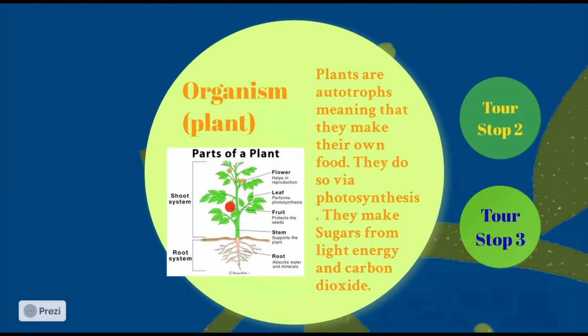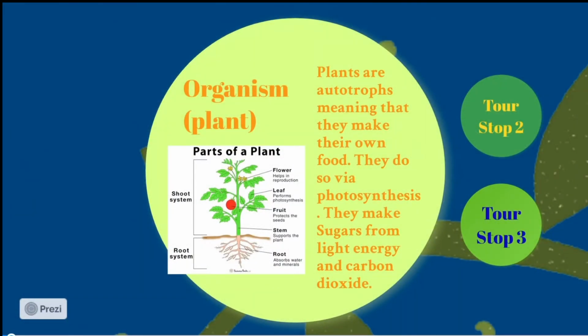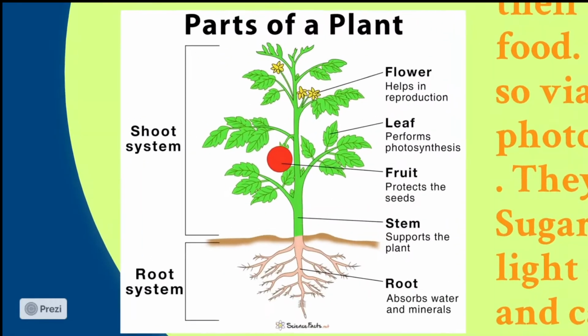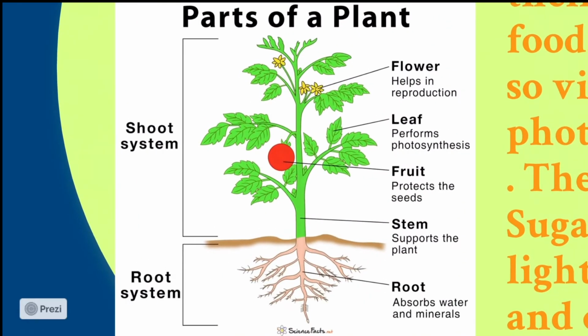For the first tour stop, we have the plant. Plants are autotrophs, meaning that they make their own food. They do so by photosynthesis. They use light energy and carbon dioxide to make sugars, glucose, and starches. And right here, I just have a picture of a plant and all of its parts and their functions.